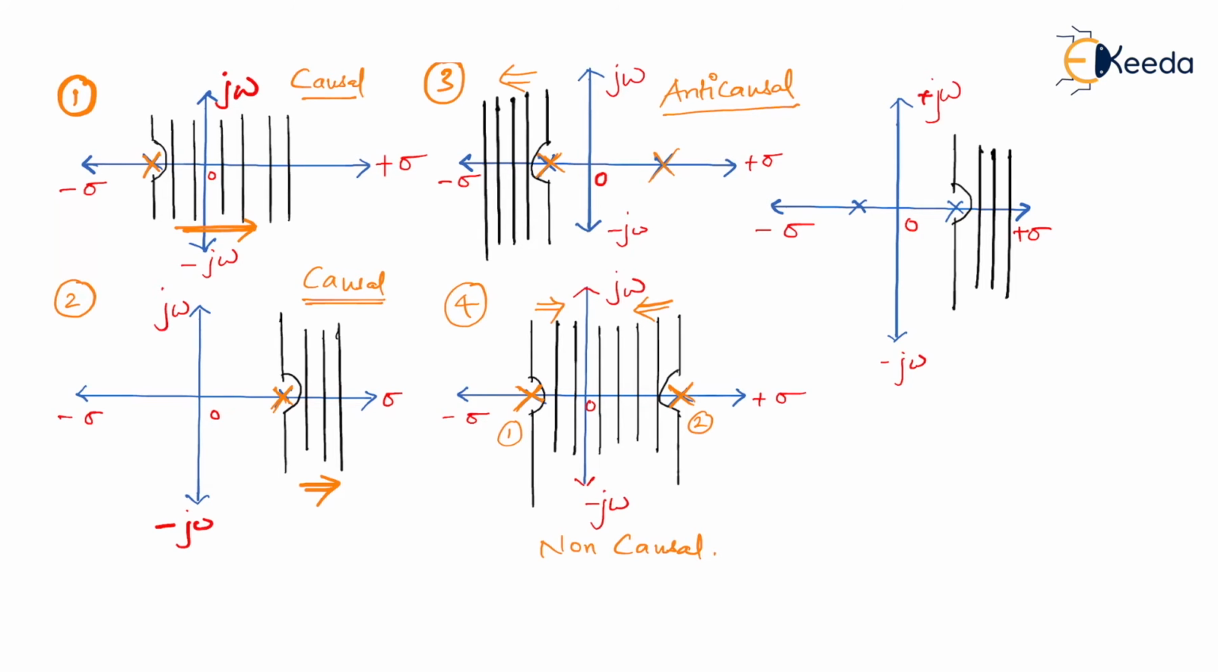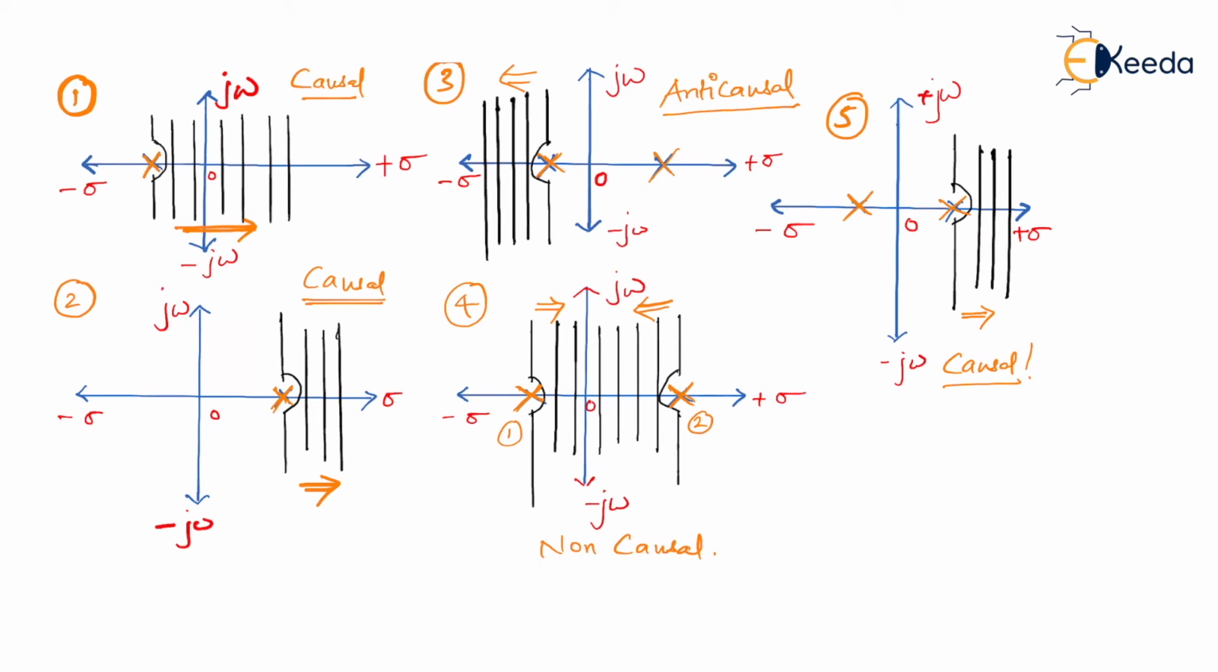Those ROCs are not for X of S or Y of S. They are ROCs of strictly H of S, because we are talking about describing the system, whether it is causal, anti-causal or non-causal, and you know that a system is characterized by its impulse response. So let's look at the very last example, the fifth example. Now look at the poles. The poles are present on the left-hand side and also the right-hand side, but the ROC is oriented in such a way that it is to the right-hand side of the rightmost pole. So with respect to a particular pole, when the ROC is completely present to the right-hand side, then definitely it is a causal system.